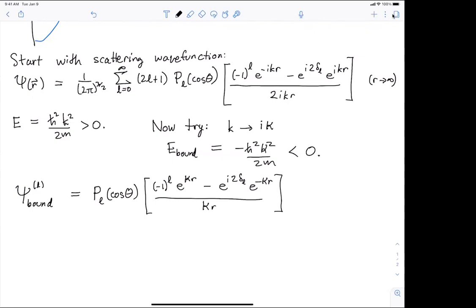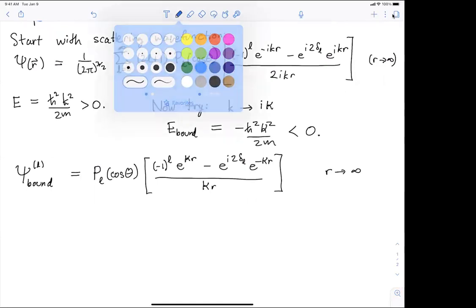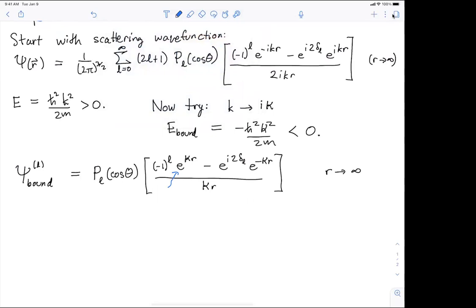Okay, and then there's some overall constant in front of this, which was the (2L+1)/(2π) to the 3/2. But we're not going to worry about that. The main reason we're not going to worry about that is because if we look at this wave function, which was our attempt to find a bound state with negative energy, we realize it has a big problem. And the big problem is this term right here, the e^(κr) term.